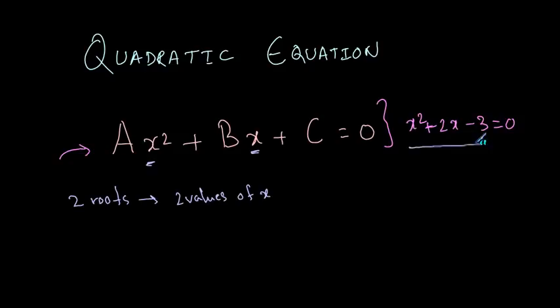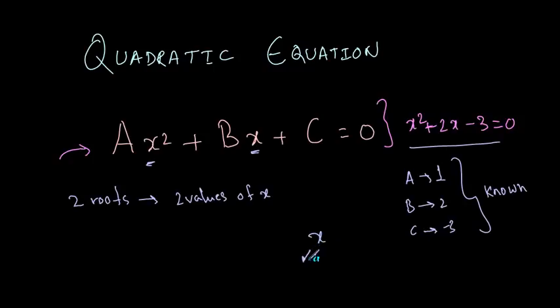So in this example, we have x² + 2x − 3 = 0. The values of a, b and c are: a is 1, b is 2 and c is −3. Most of the time these values are known to us, and we have to calculate the values of x. So x has two roots, x1 and x2. These are the roots of this equation.